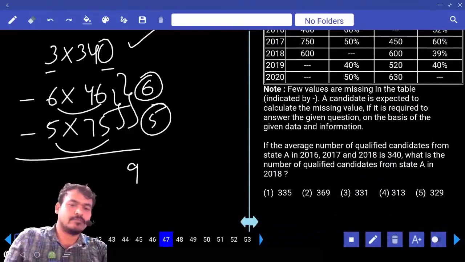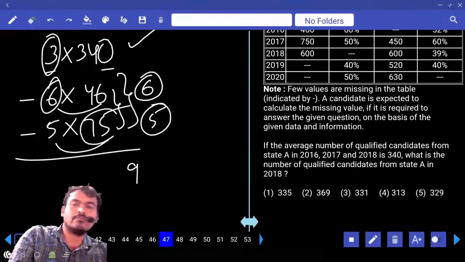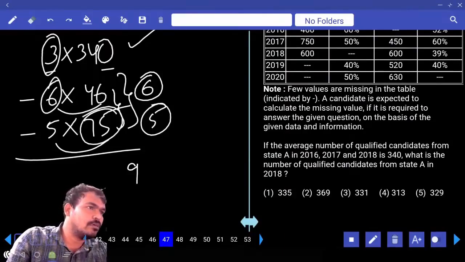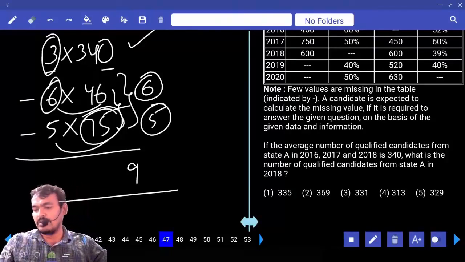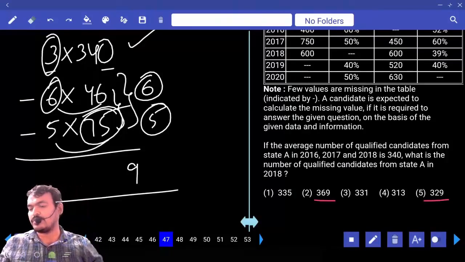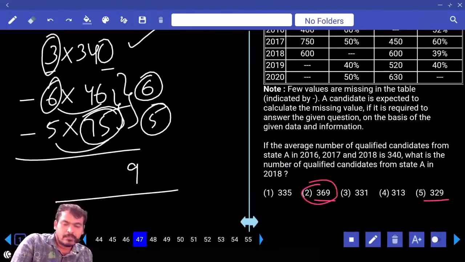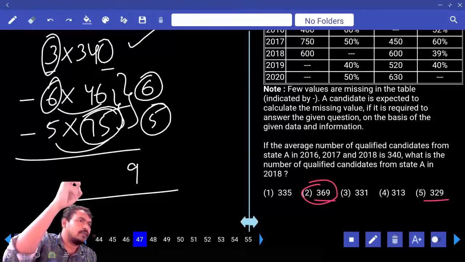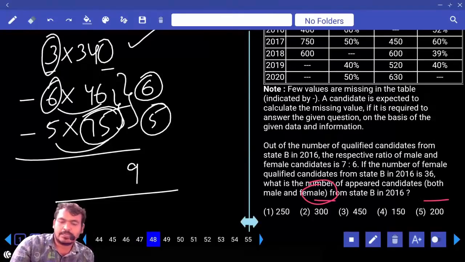2 options, or not? Sum is multiplied by 3. Each one also 3 multiple, or not? Each one also 3 multiple. Then answer also 3 multiple, or not? How many options? 369 and 329. Which one is the 3 multiple? 369. 3 values minus 2 values, we get the remaining value, or not?